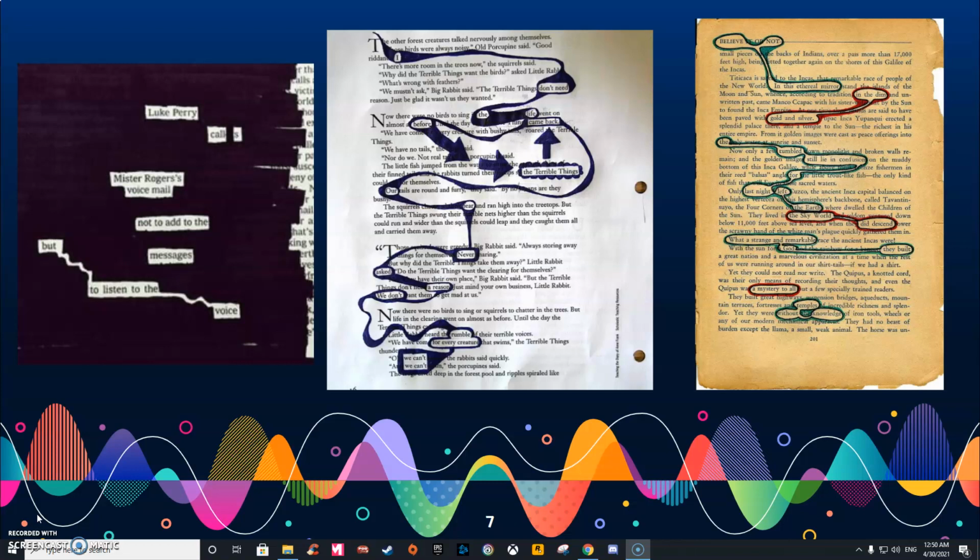Whereas on the middle example, it's kind of hard to follow because there's arrows everywhere, there's lines everywhere. However, they're still highlighting certain words, so we're getting our found poem through here.